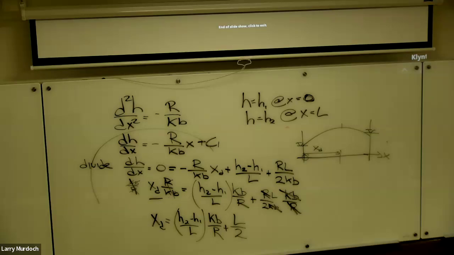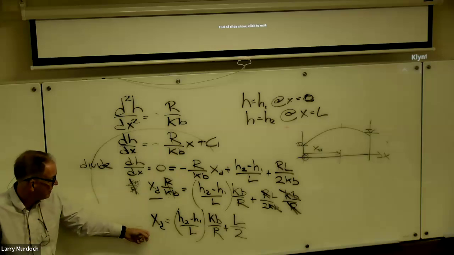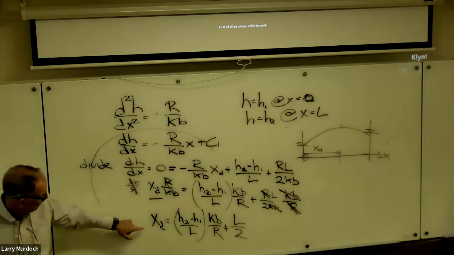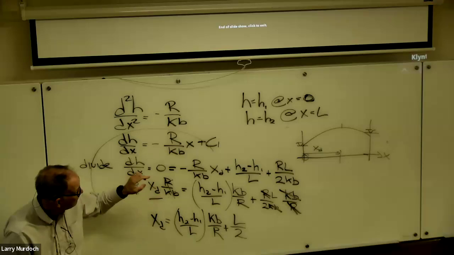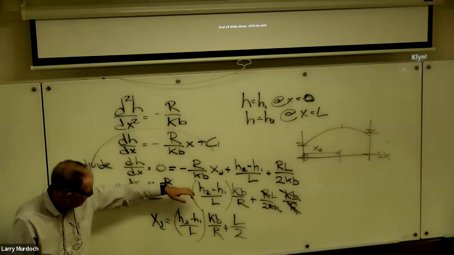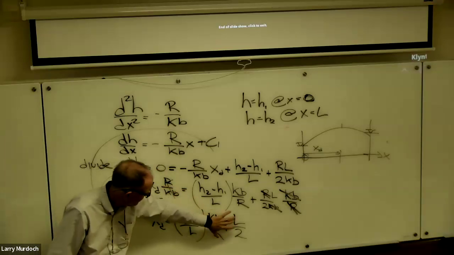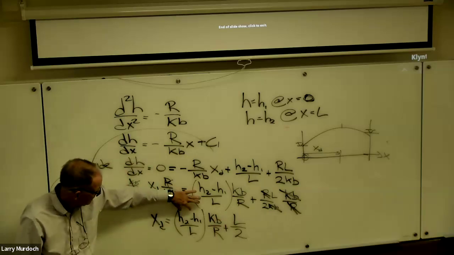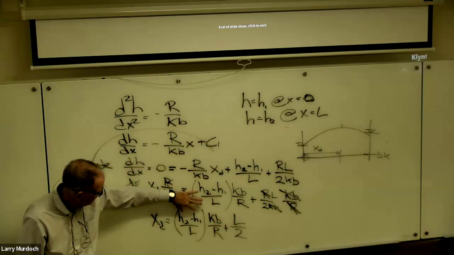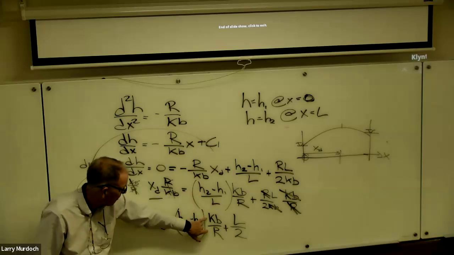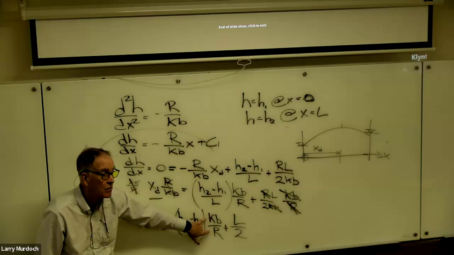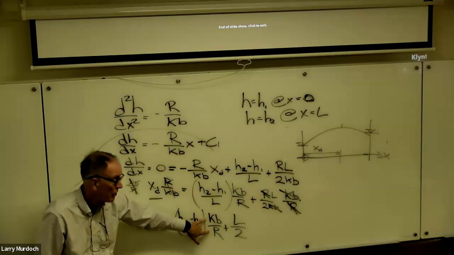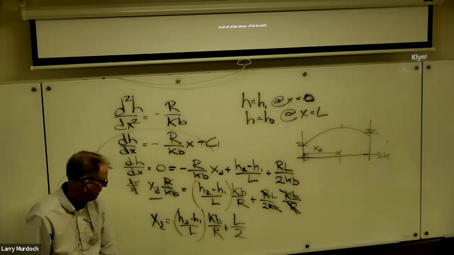So let's try to interpret that. So this is the distance to the divide. And we can see it's got two terms here. This has got the difference in the heads on the two sides. And then here's our R over K ratio. So they're still showing up as a ratio.